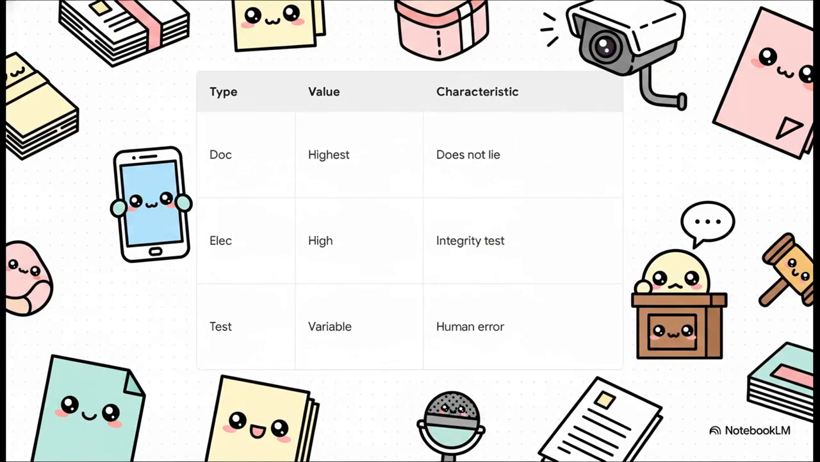Looking at this matrix, you can really see how they stack up. Documentary evidence absolutely reigns supreme with the highest probative value. And remember, under modern rules, things like CCTV and photos count as documentary because they address the court's senses. Electronic evidence? That's high, but it's conditional. It depends completely on proving its integrity. And testimonial evidence, honestly, is highly variable and usually the lowest because it's so vulnerable to human error and cross-examination.